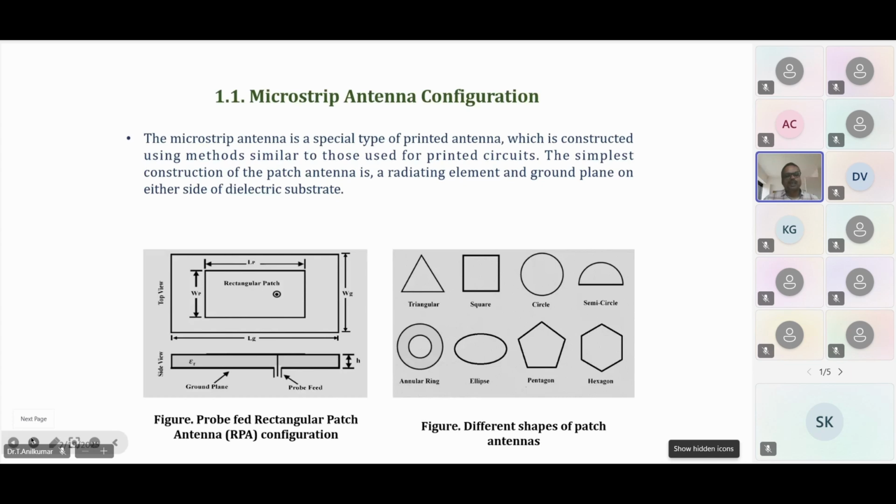a proffered microstrip patch antenna. We can use many shapes to design the antenna: triangular, square, circle, semicircle, annular ring, ellipse, pentagon, and hexagon. Most of my designs belong to square and circle. The novelty issues, and how to generate circular polarization, will be discussed.